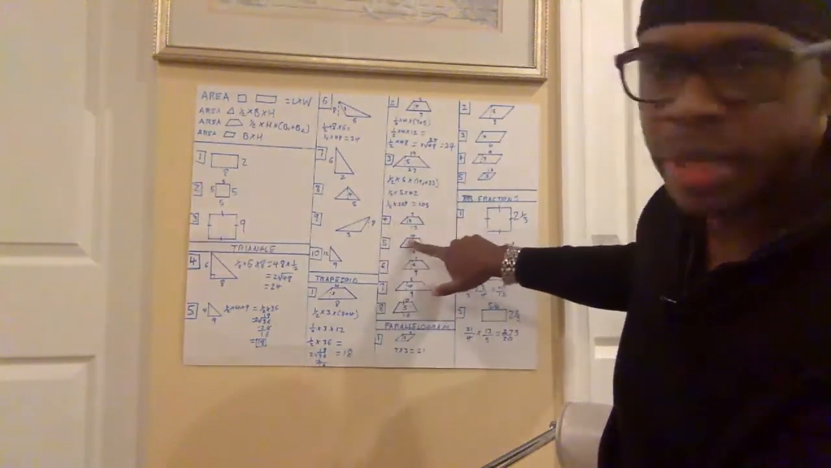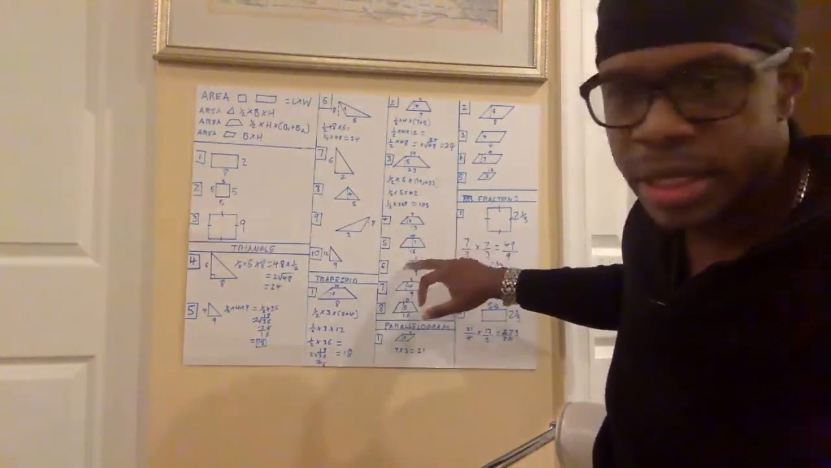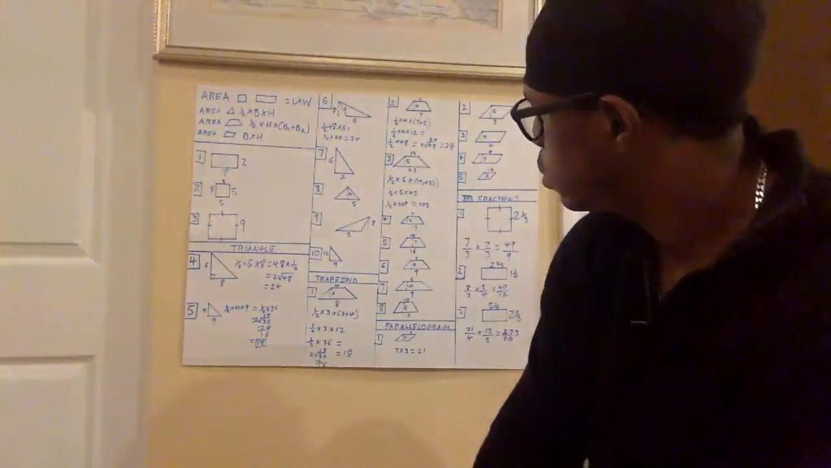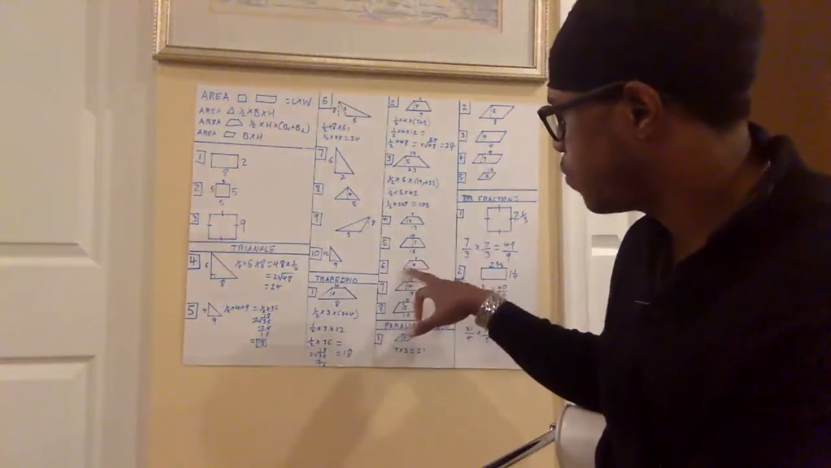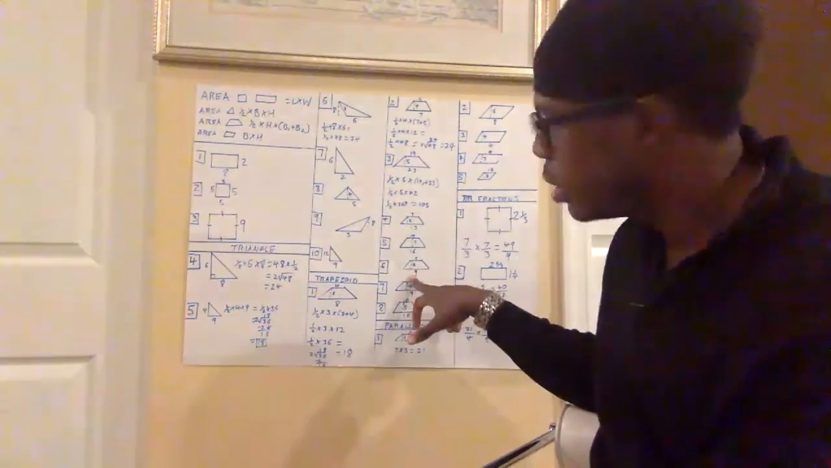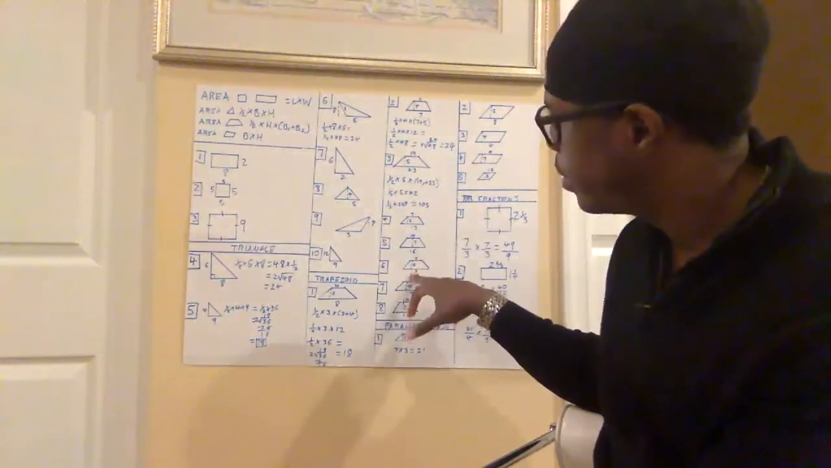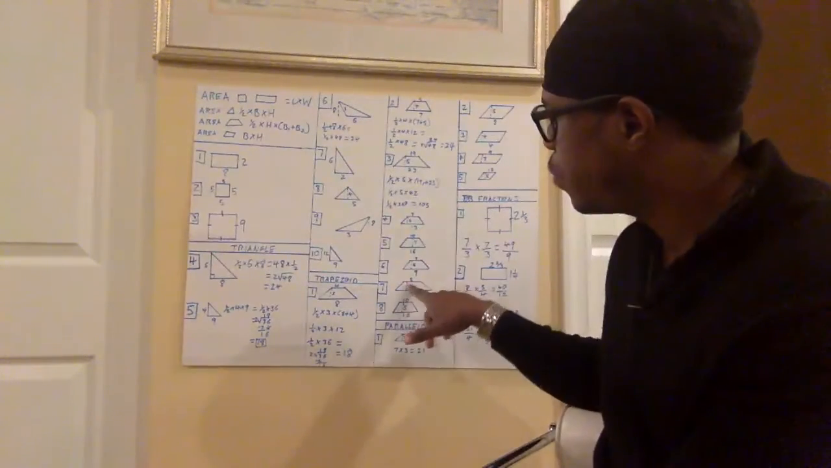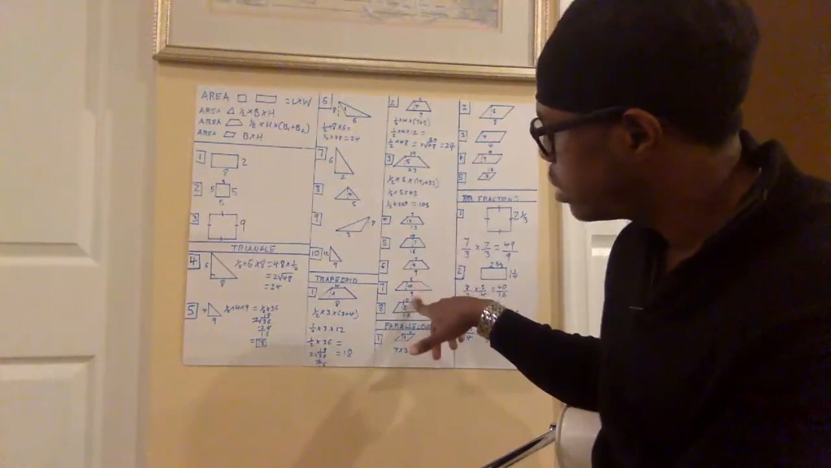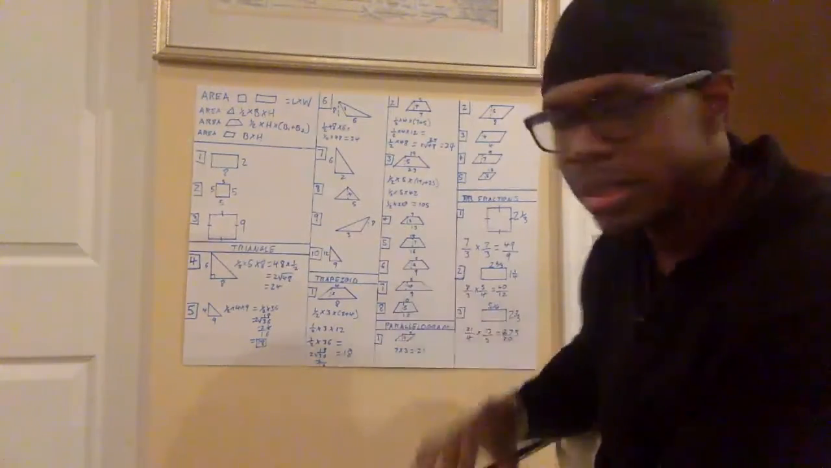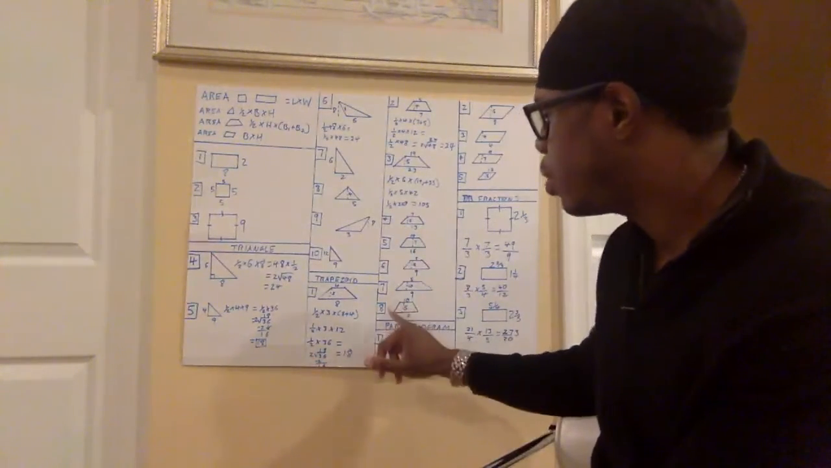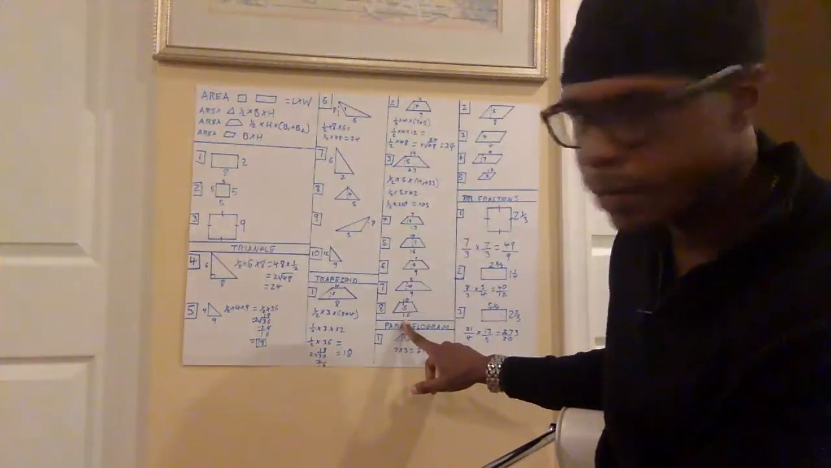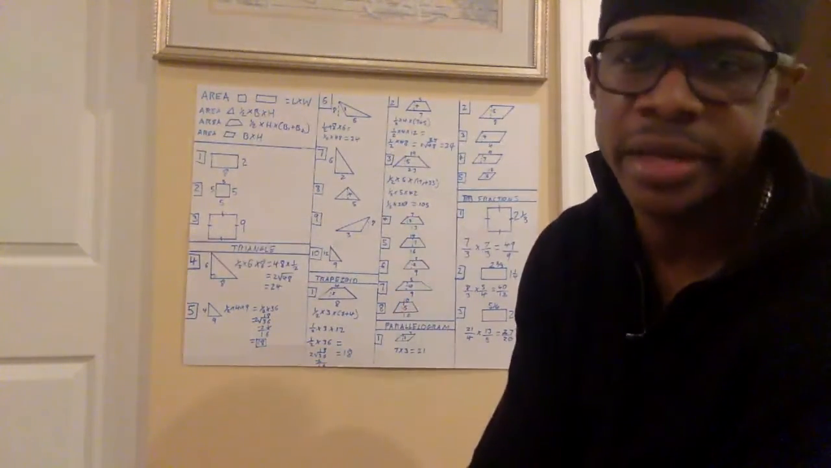Number 5, the first base is 14. The second base is 16. And then the height is 7. Next one, number 6. The first base is 7. The second base is 9. And then the height is 2. Number 7, the first base is 5. Second base is 9. And then the height is 10. And then lastly, number 8, first base is 10. Second base is 12. And then the height is 5.